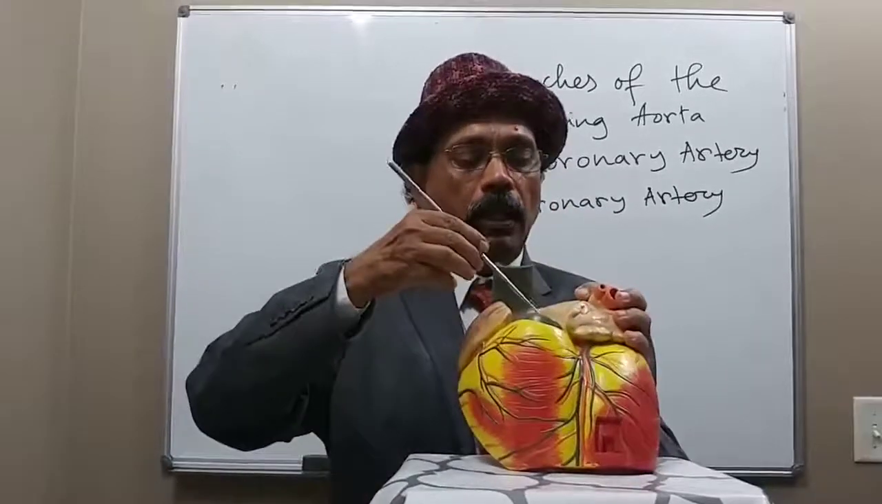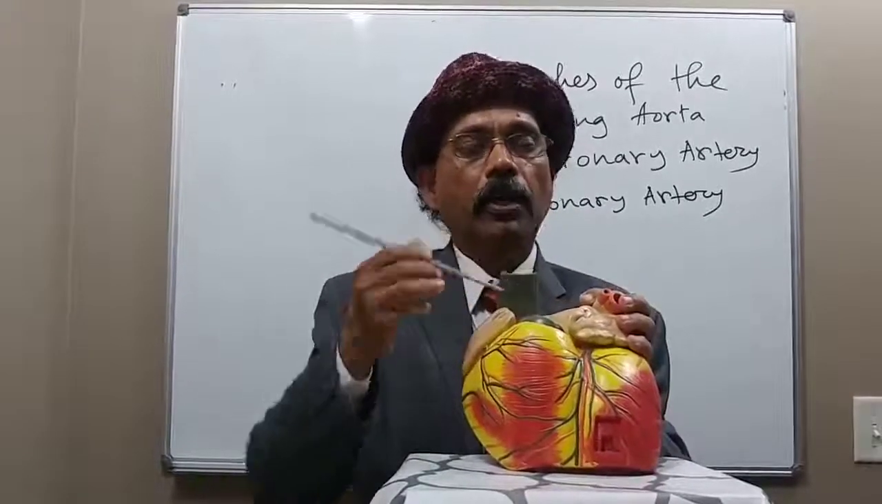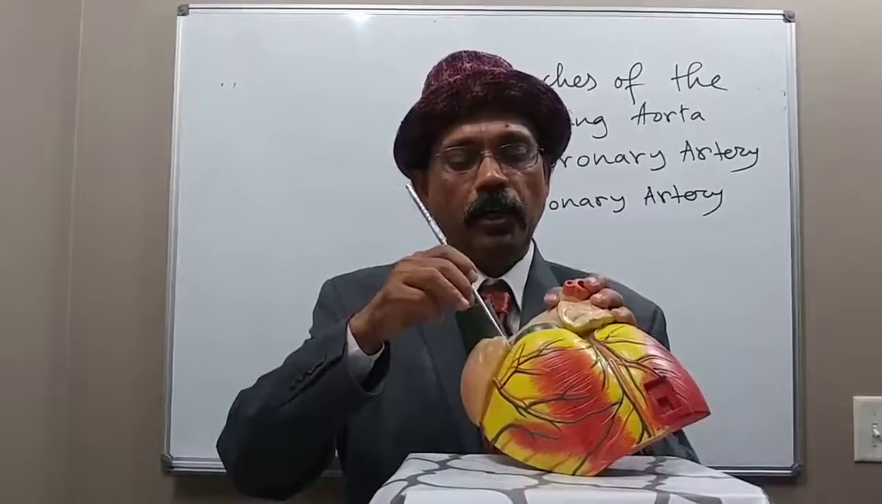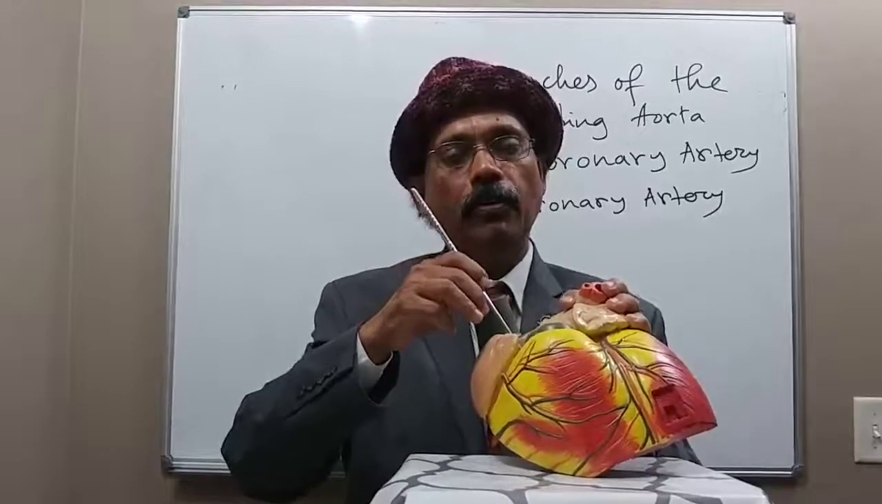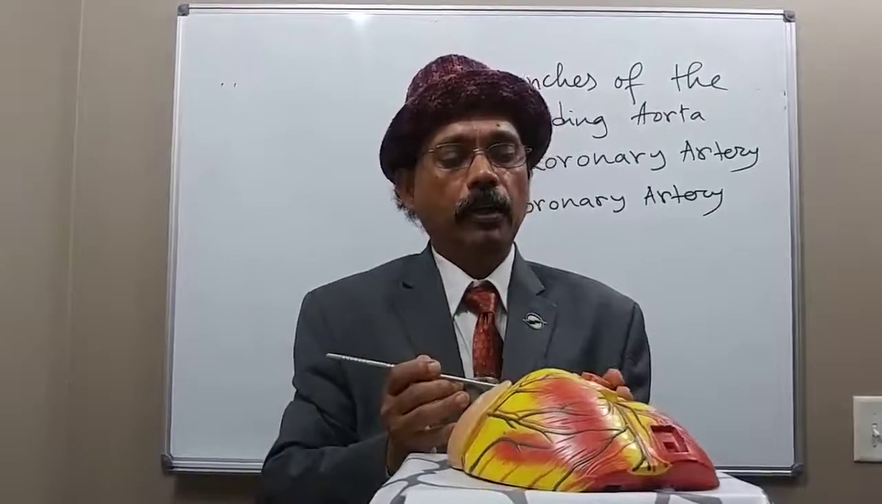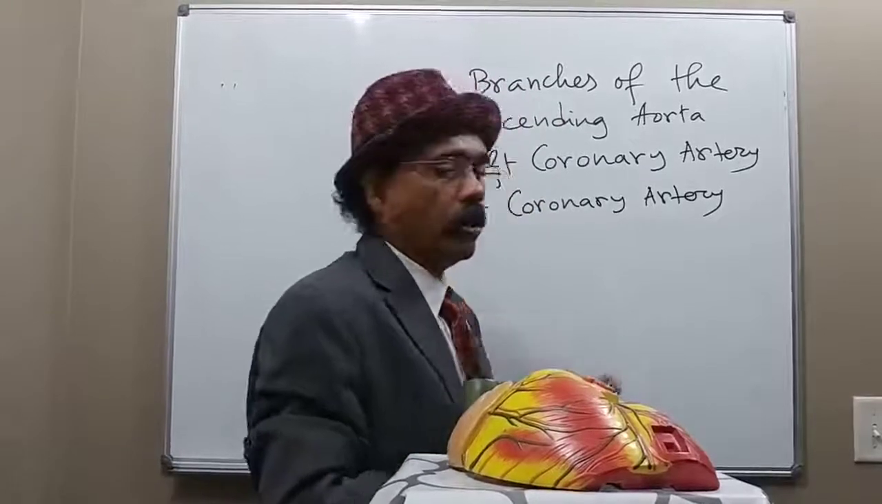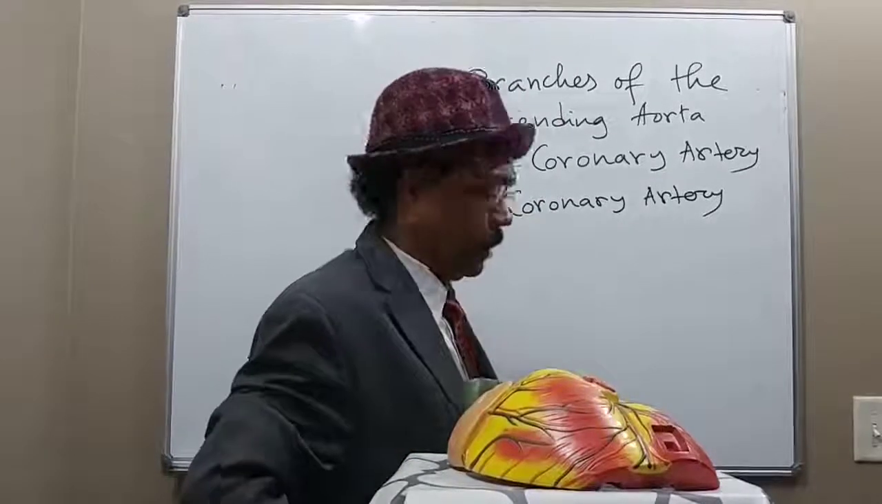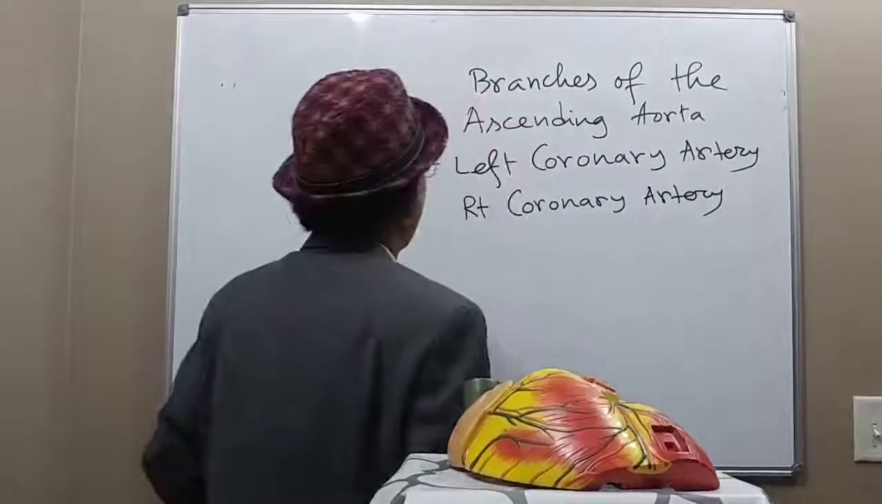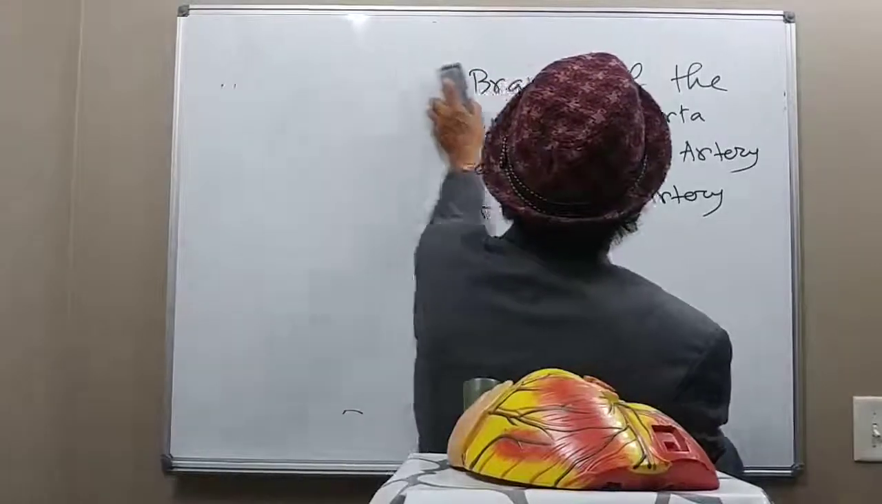The left coronary artery comes out of the left aortic sinus, and the right coronary artery comes out of the right aortic sinus. So we have the left and right coronary arteries. Now we'll find the branches of the left coronary artery.